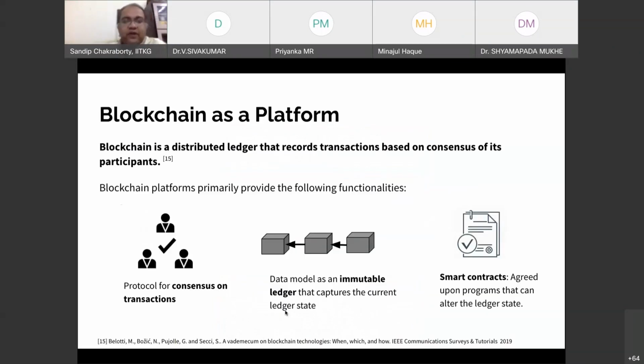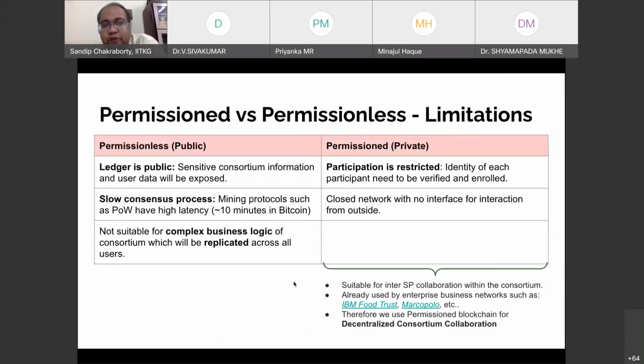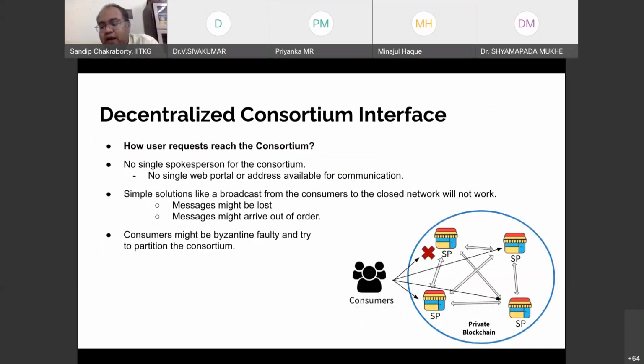As we mentioned, we can use blockchain as a platform. We can utilize blockchain to develop a consortium for the service providers. The challenge here is that we have two different kinds of blockchain network. One is the permissionless network or public network, and the second is the permissioned or private network. The private network is suitable for service provider collaboration, because the service providers form a closed network, whereas the permissionless network can be useful for the end users.